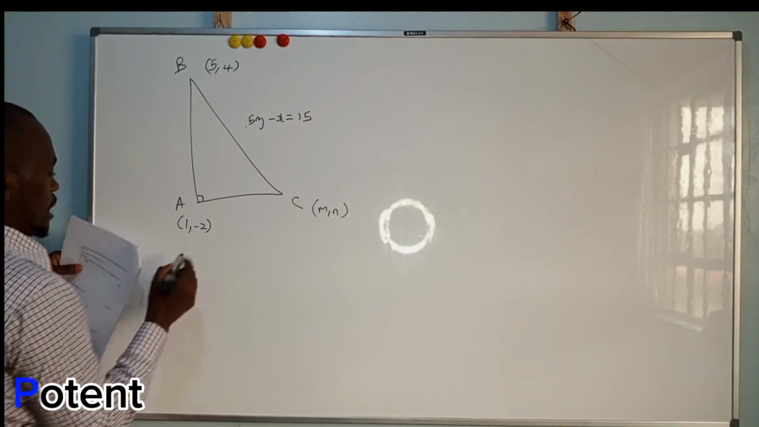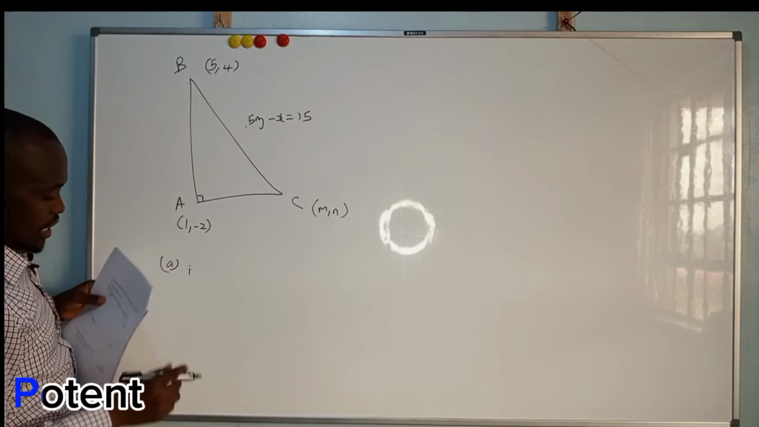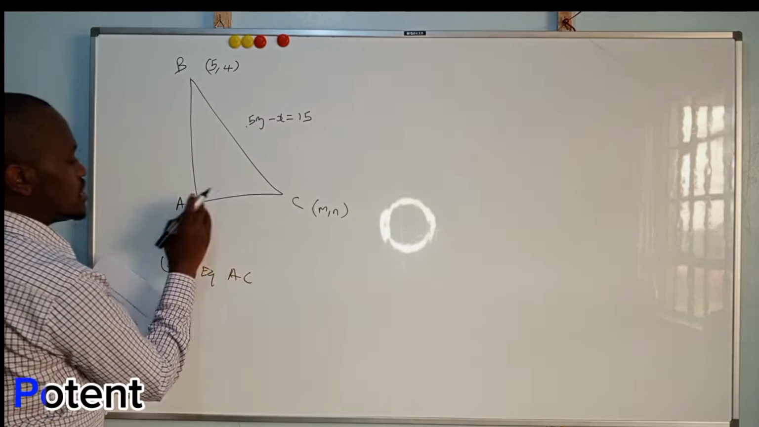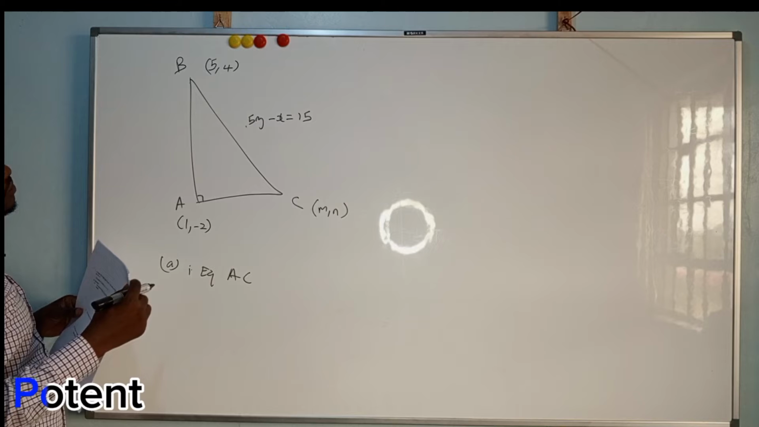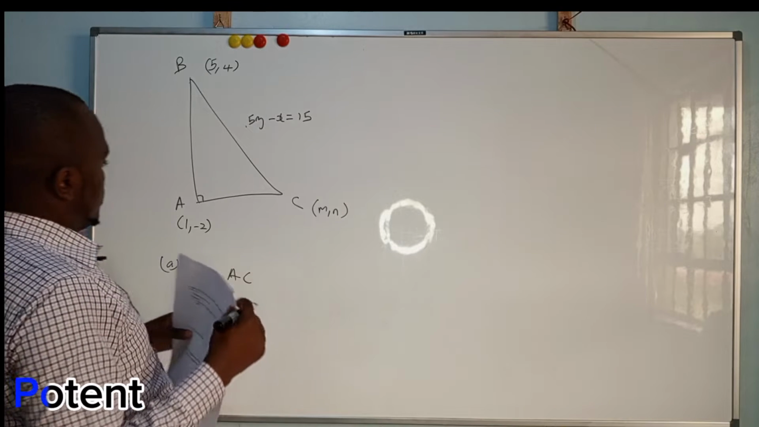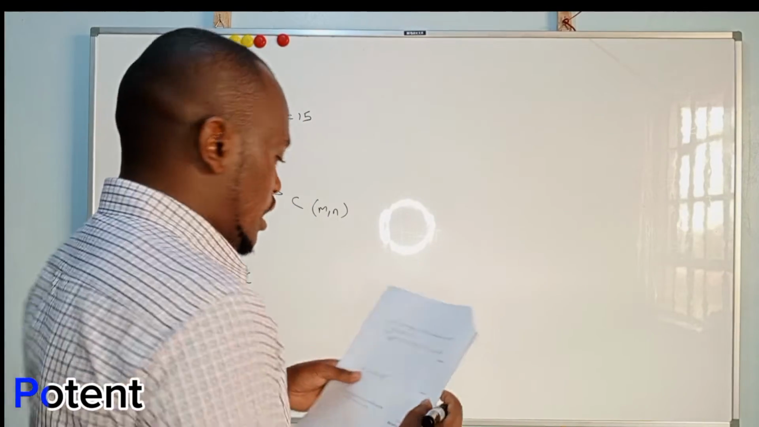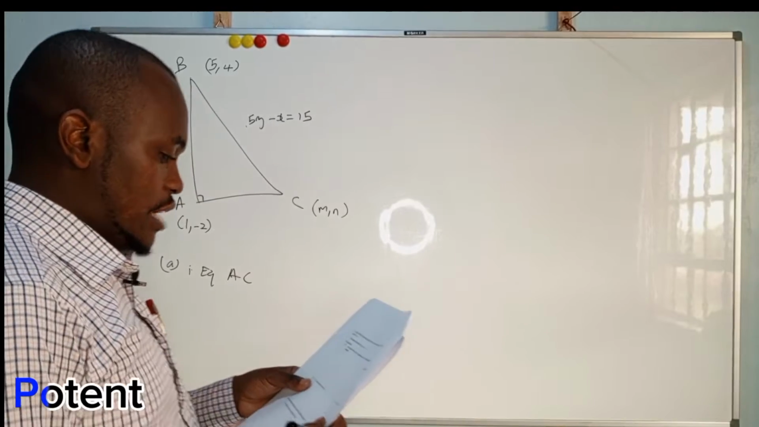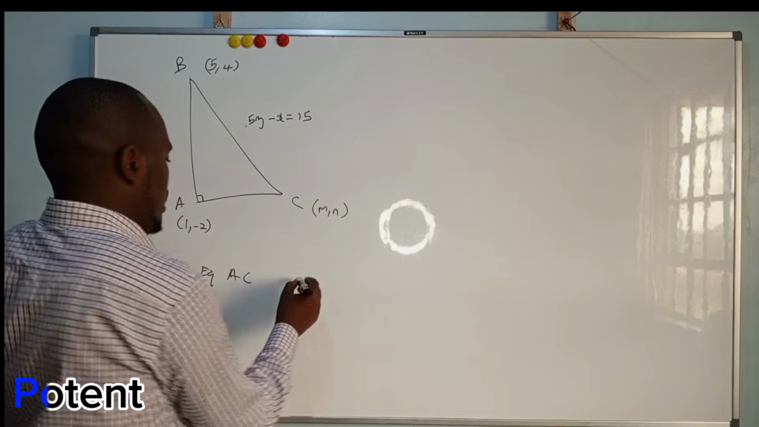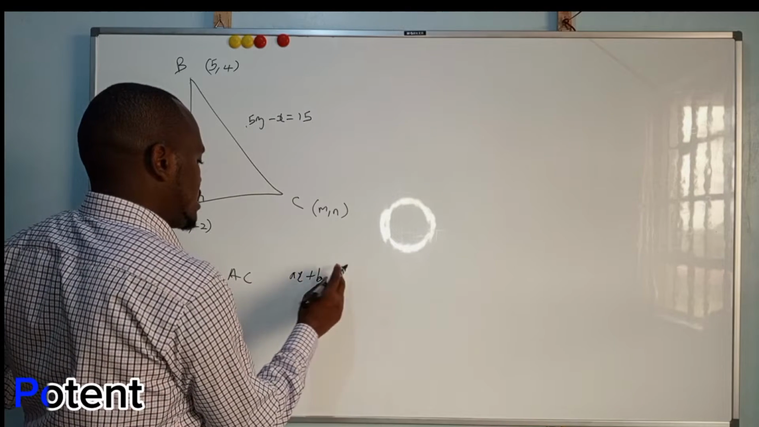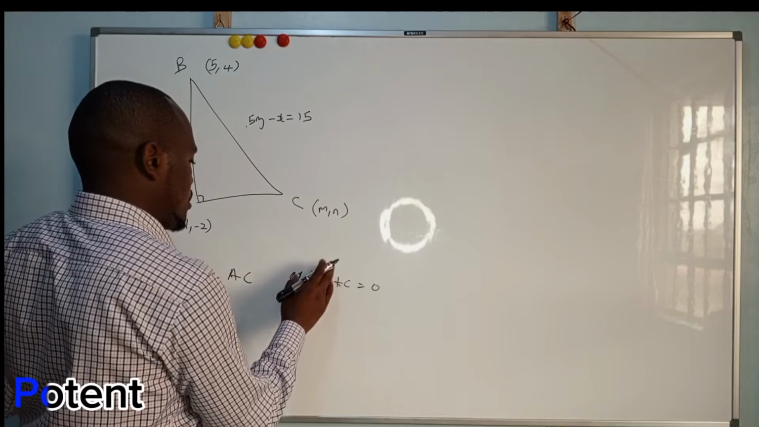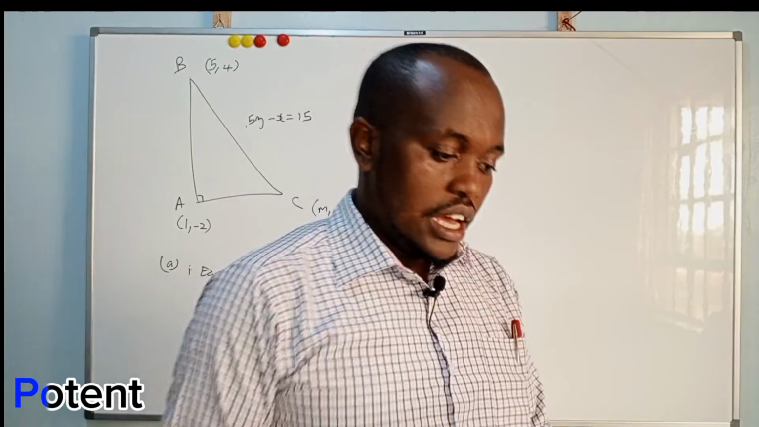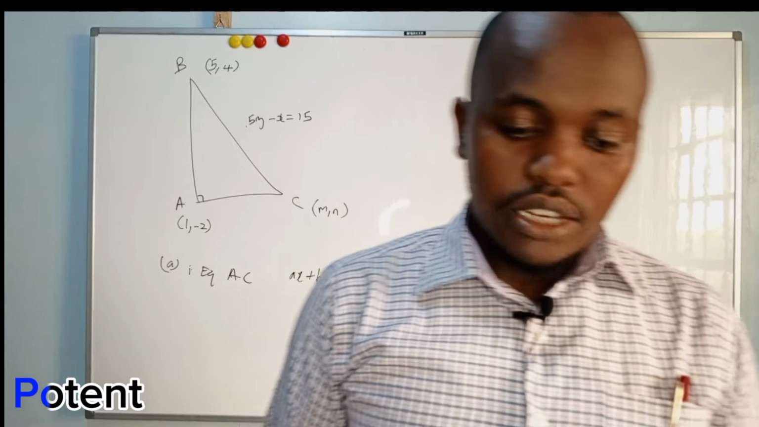Now the first part required the equation of line AC, in the form ax plus by plus c equals 0, where a, b and c are integers.